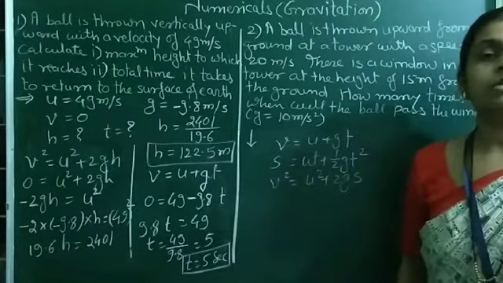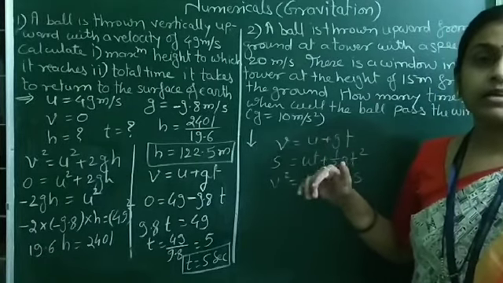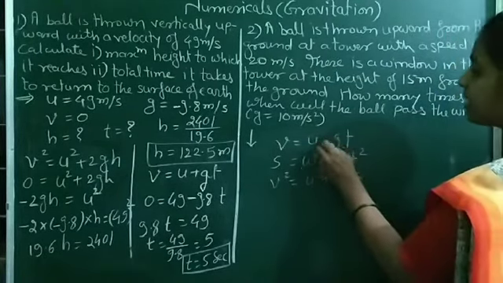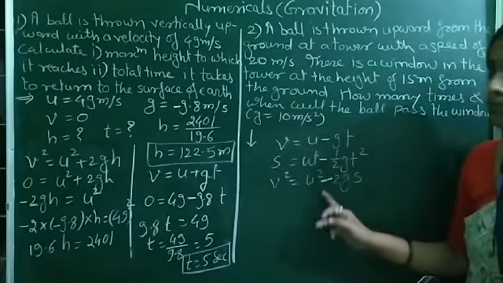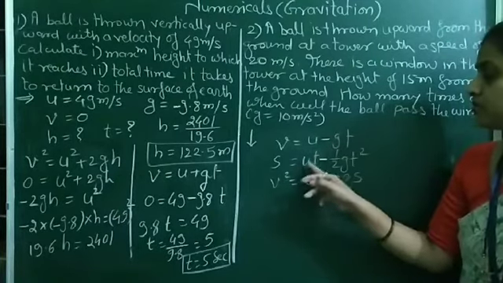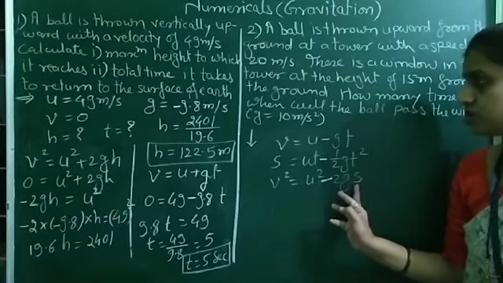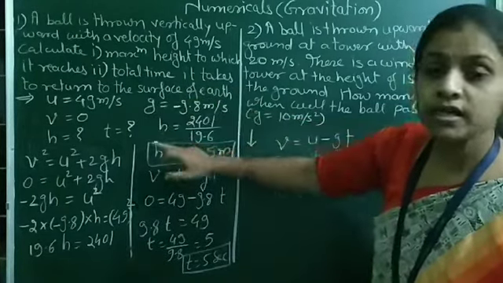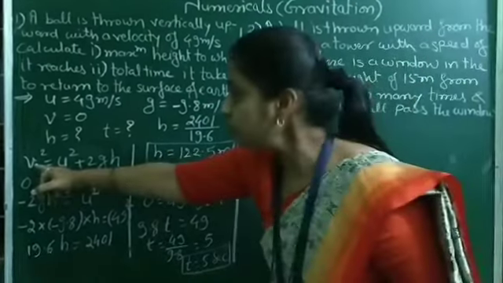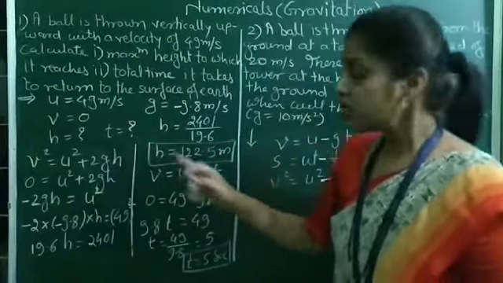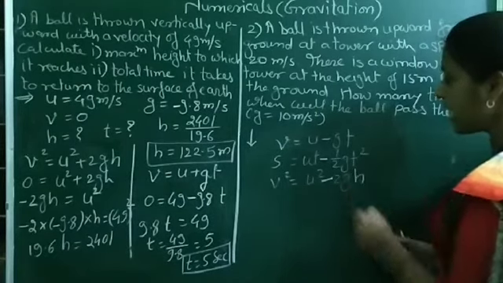These are the three equations of motion when an object falls freely in a downward direction. In the second case, when the object is thrown in an upward direction, the acceleration due to gravity acts in the opposite direction, and therefore a is replaced by minus g. So the equations of motion become v is equal to u minus gt, s is equal to ut minus half gt square, and v square is equal to u square minus 2gs. Now this numerical is related to this case. So we can use v square is equal to u square minus 2gs or 2gh.